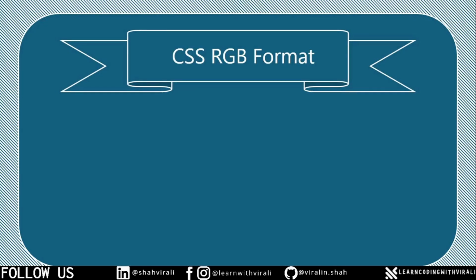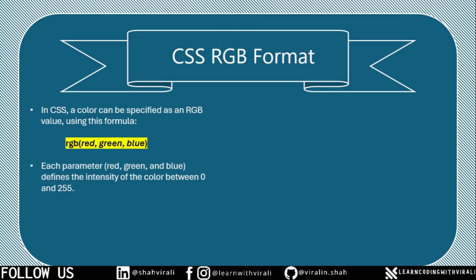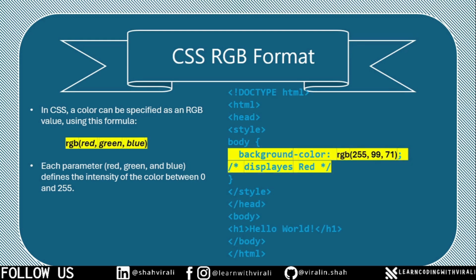Starting with the RGB format, in CSS, a color can be specified as an RGB value using this formula, which is to specify RGB inside the parentheses. We can say what is the proportion of red, followed by green, followed by blue. Each parameter, red, green, and blue, defines the intensity of the color between 0 and 255. As an example here, I have taken the RGB format which has 255, 99, 71, which helps us display the red color.